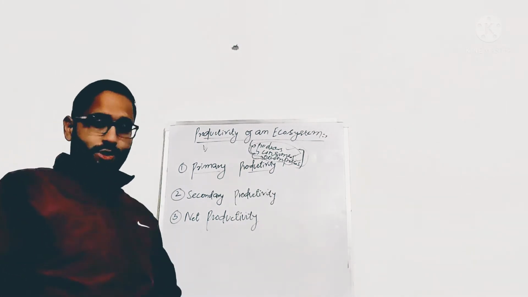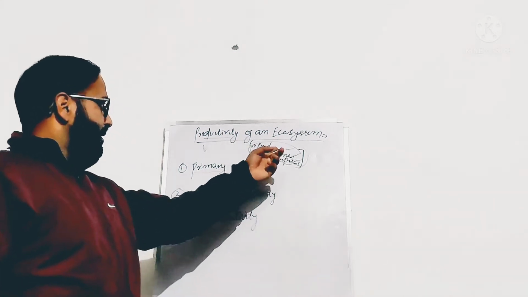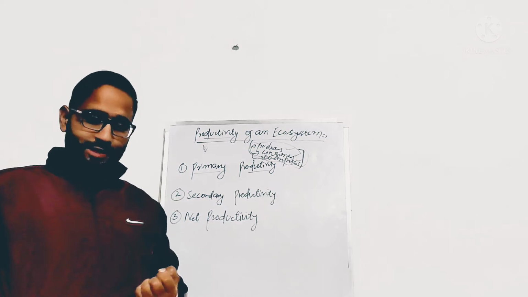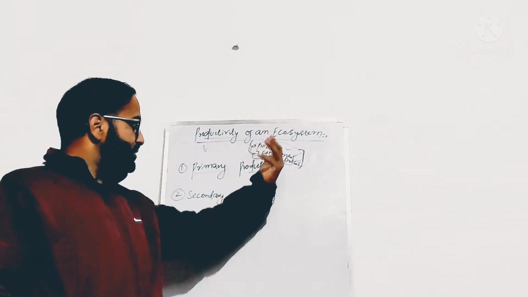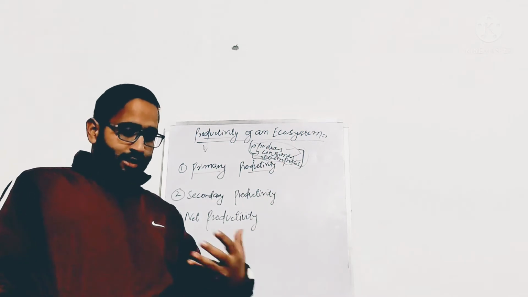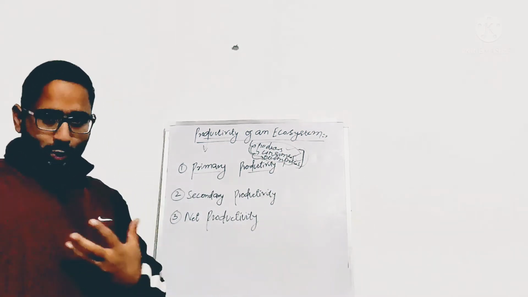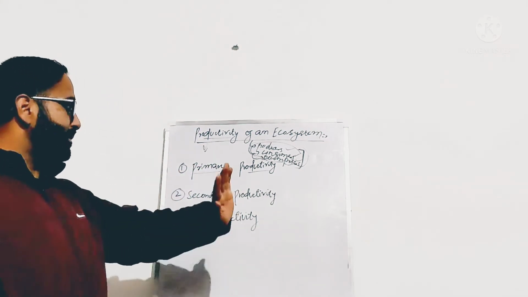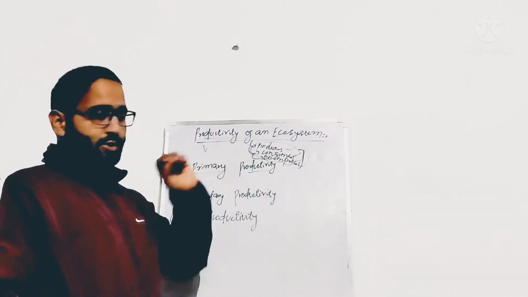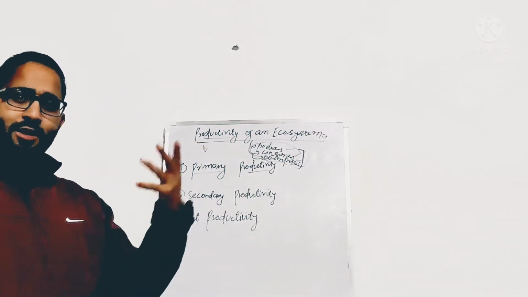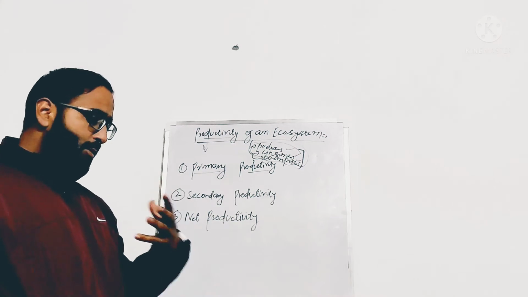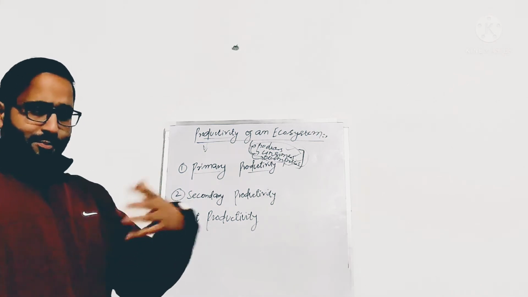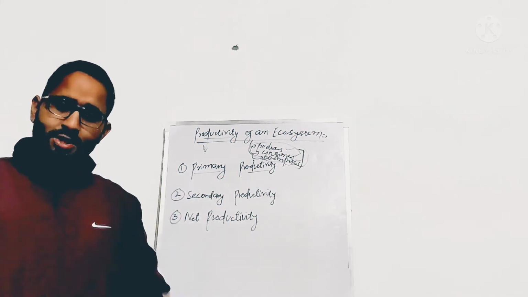Today our topic is productivity of an ecosystem. See here, producers, consumers, decomposers, they are essential components of an ecosystem. And what these producers, consumers and decomposers do, they accumulate organic matter over the course of time. Productivity of an ecosystem tells us the amount of organic matter accumulated at different trophic levels per unit area, per unit time. So it tells us how much organic matter is accumulated in some particular ecosystem at some period of time.